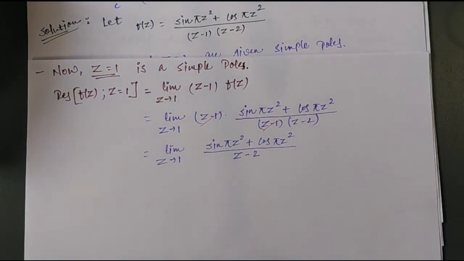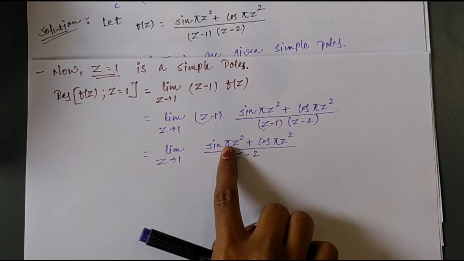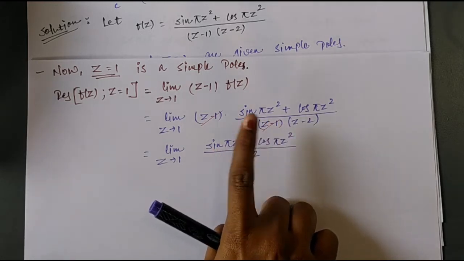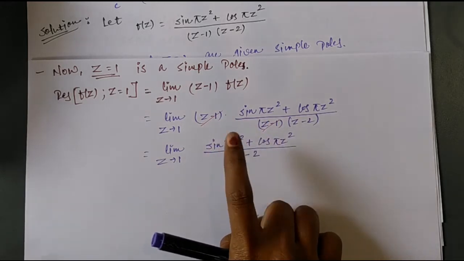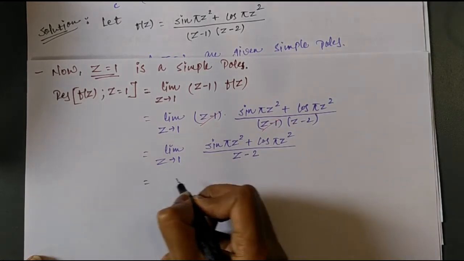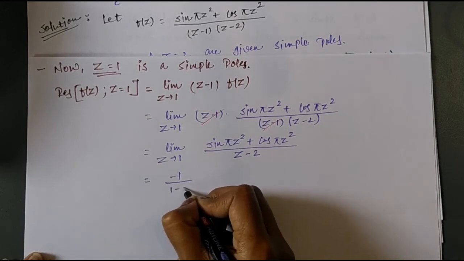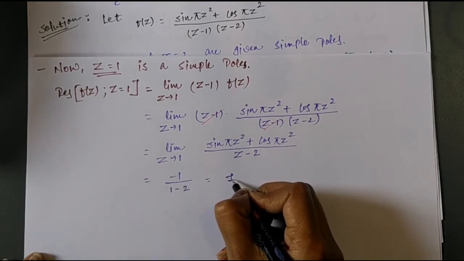And now we have to just put its value, and here you have to write 1 in place of z, so it will be sin pi plus cos pi. You know the value of sin pi, it will be 0, and cos pi it will be minus 1, and here also you have to put its value, so that it will be minus 1 upon 1 minus 2, so that will be plus 1.